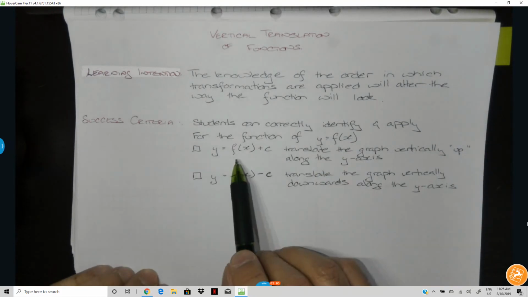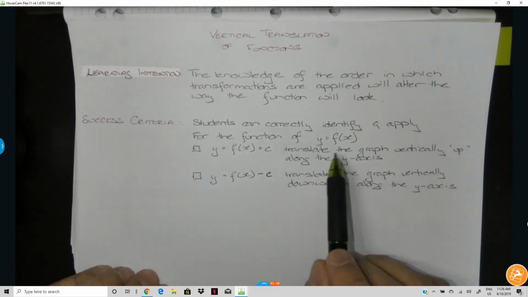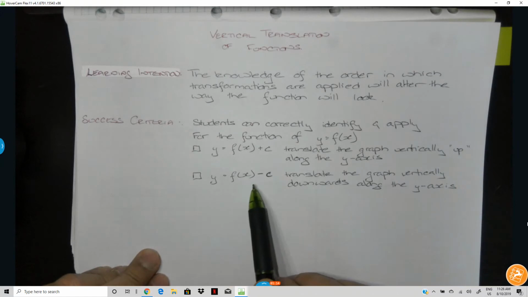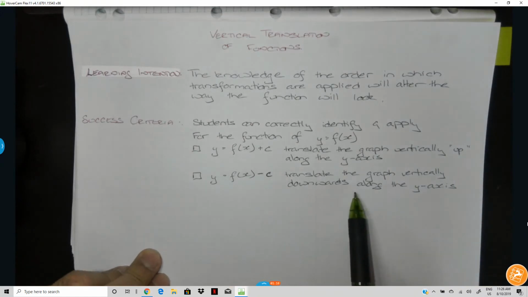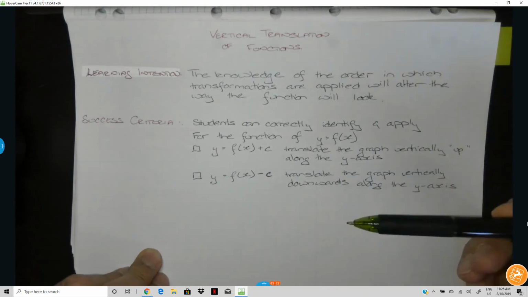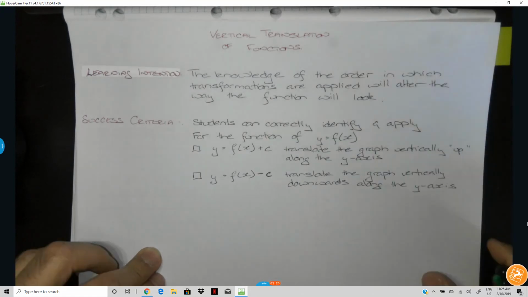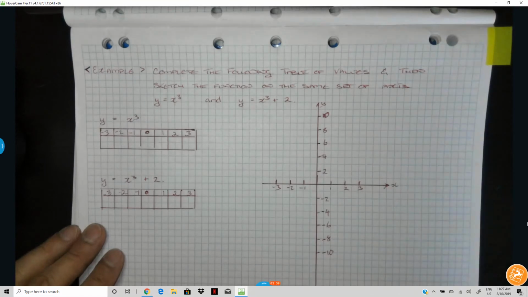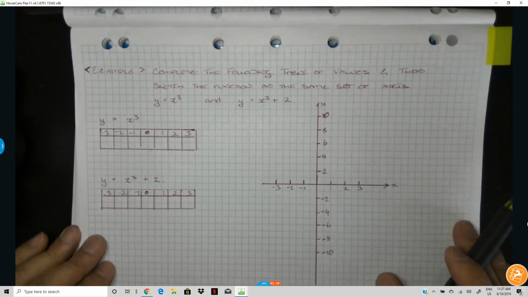If we have f of x plus c, this will translate the graph vertically up along the y-axis. If we have y equals f of x minus c, it will translate the graph vertically downwards. So what we're looking at today is the translation up and down the y-axis of a function with a plus or minus c. So let us start. We've been doing this a while with the Year 11 content, and back in Year 10 with nonlinear relationships.